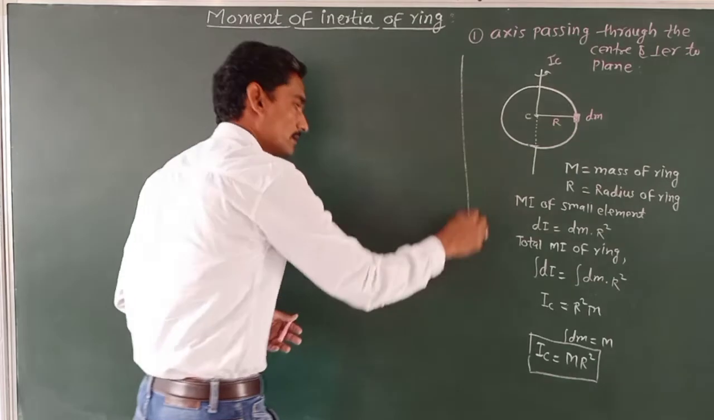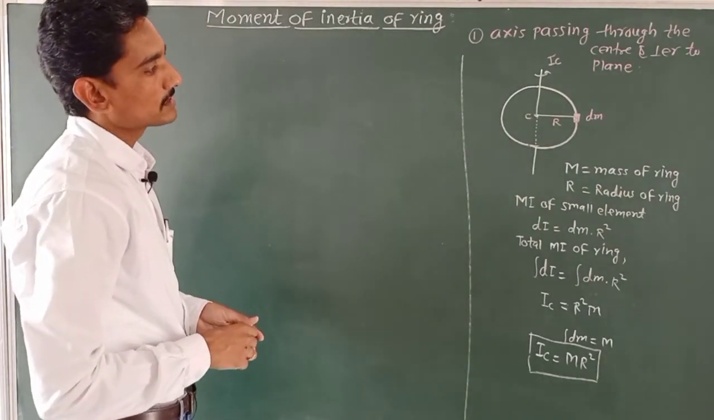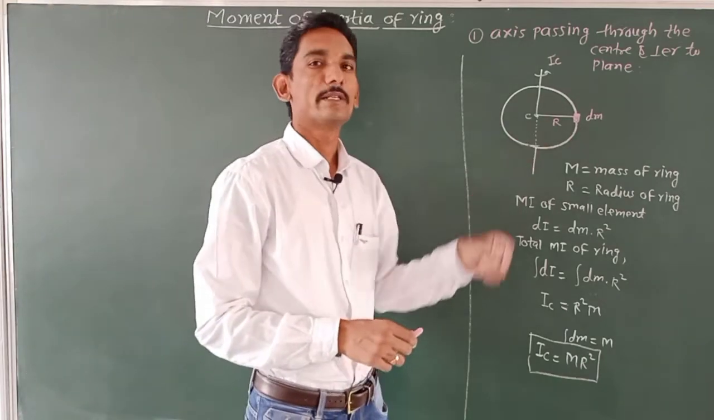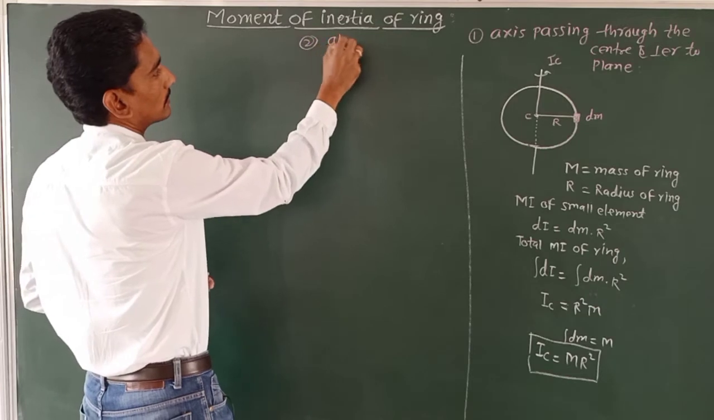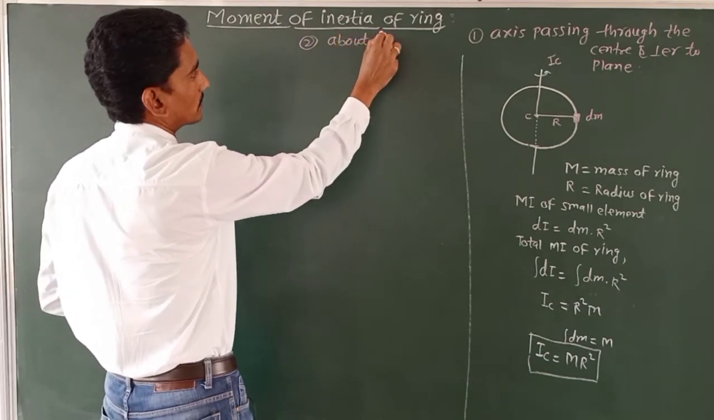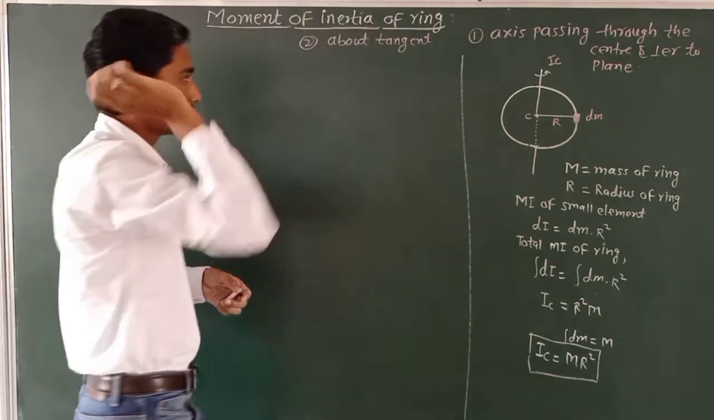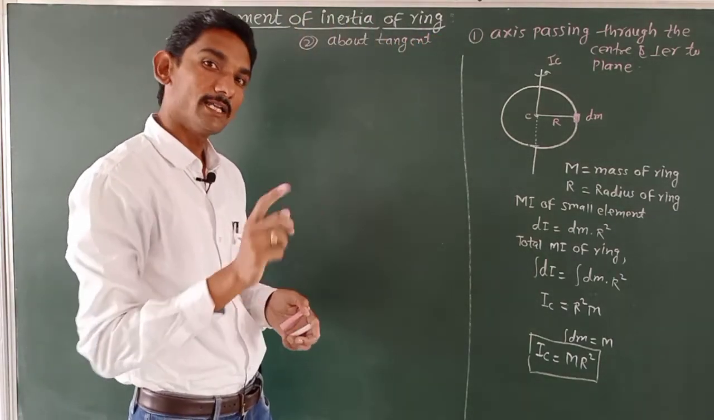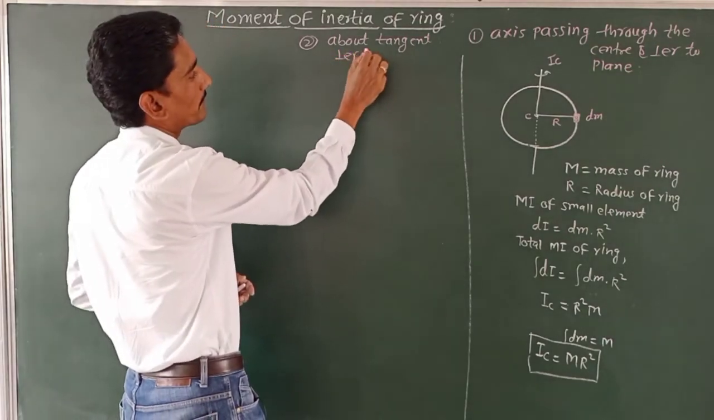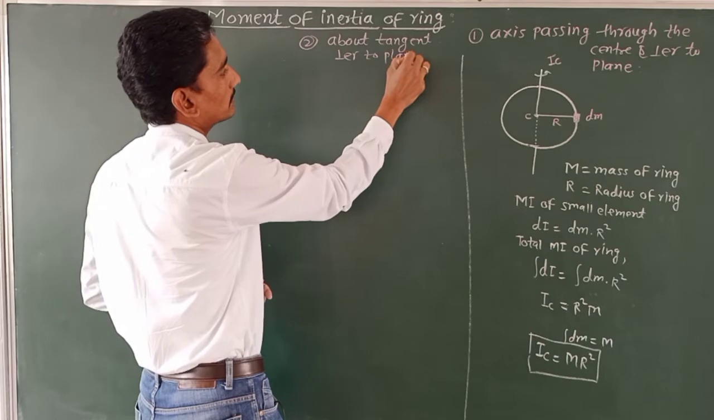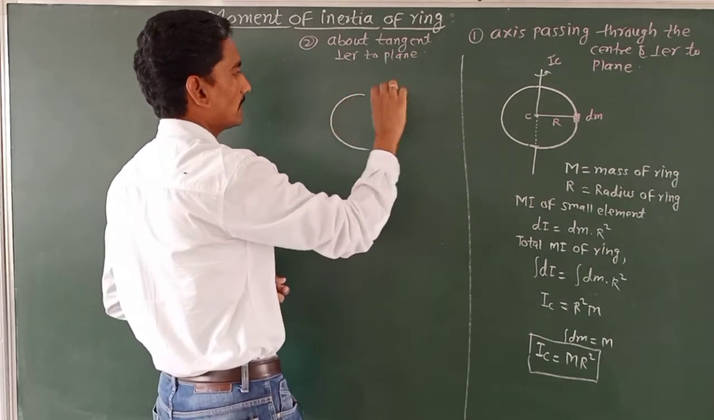Now the second case: we have to consider the axis which is passing through the tangent. If the axis of rotation is passing through the tangent and again is perpendicular to the plane, then for that purpose we have to consider the ring again.